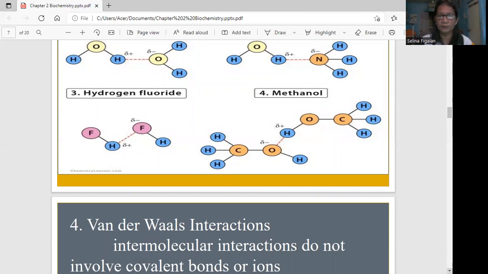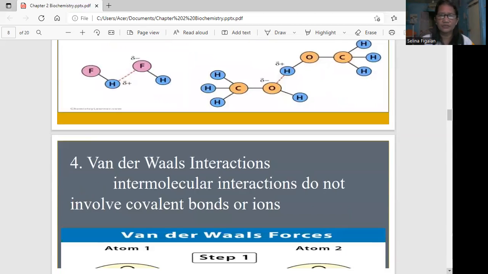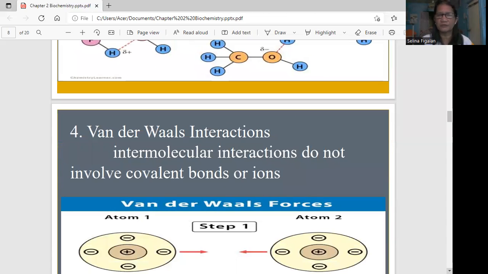And then the fourth one here is the van der Waals interactions. Ano yung van der Waals interaction? This is an intermolecular interaction.